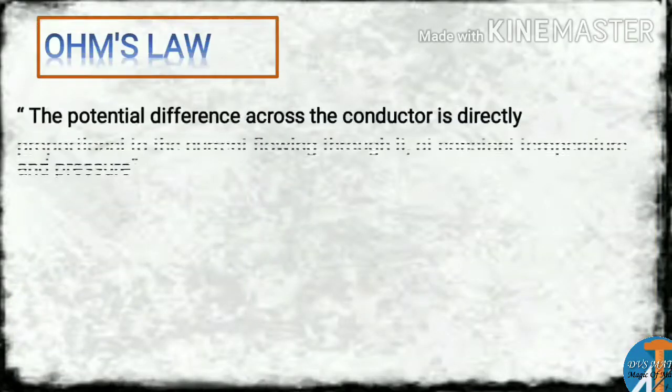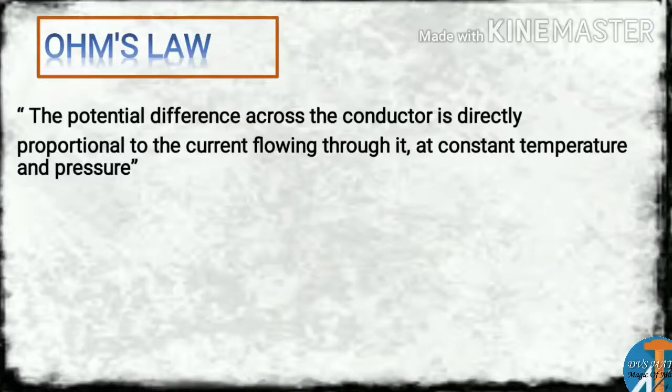The statement is like this: the potential difference across the conductor is directly proportional to the current flowing through it at constant temperature and pressure. That means the potential difference across the conductor, here the potential difference was from the volt cells, is directly proportional to the current flowing through it. That means the voltage and the current are directly proportional.